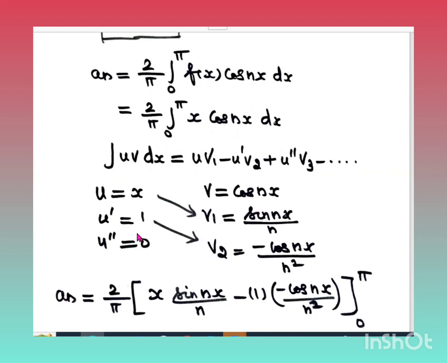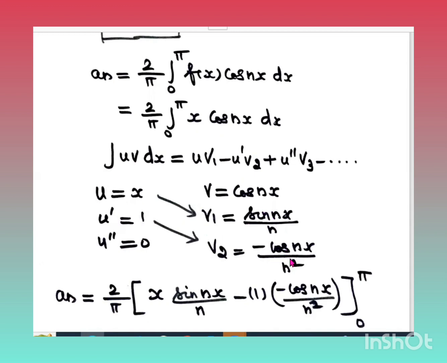So u is equal to x, v is equal to cos nx. u dash is equal to 1, u double dash is equal to 0. These are differentiation: x if you differentiate gives 1, 1 if you differentiate gives 0. v is equal to cos nx. v1 is equal to sin nx by n, because cos nx if you integrate gives sin nx by n. Sin nx by n if you integrate gives minus cos nx by n square, that is v2.